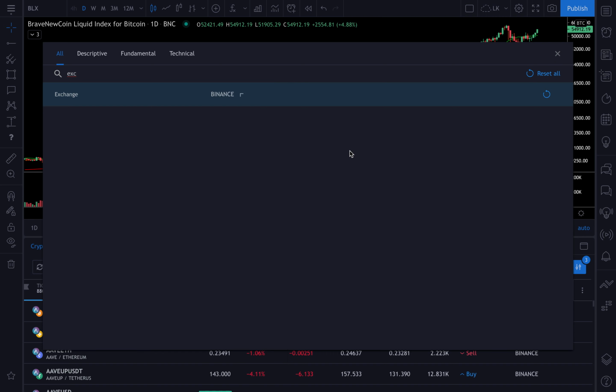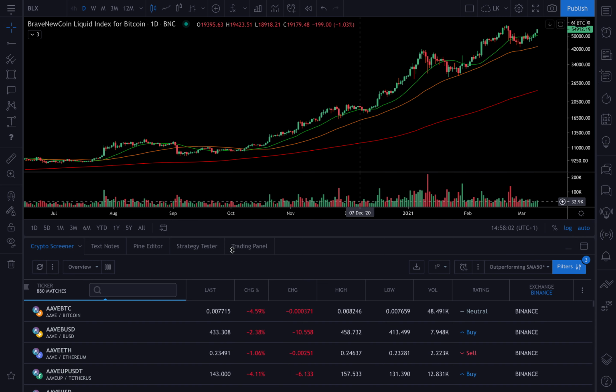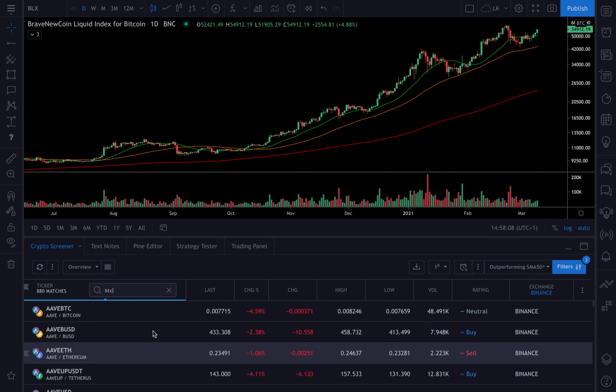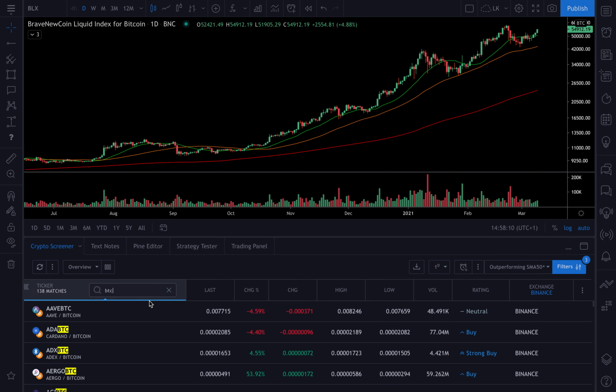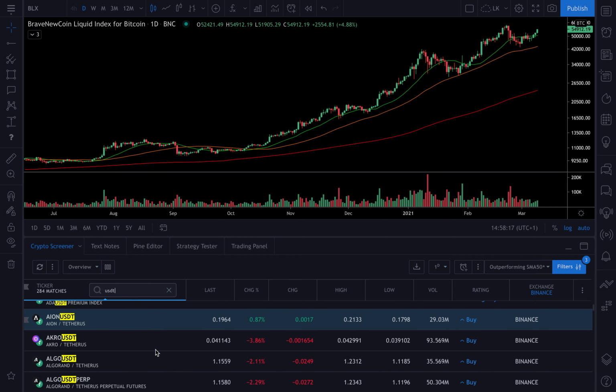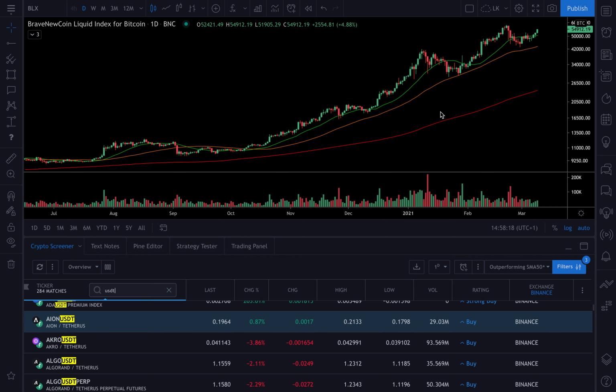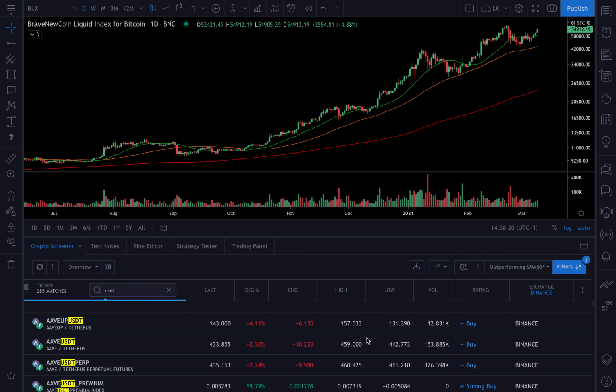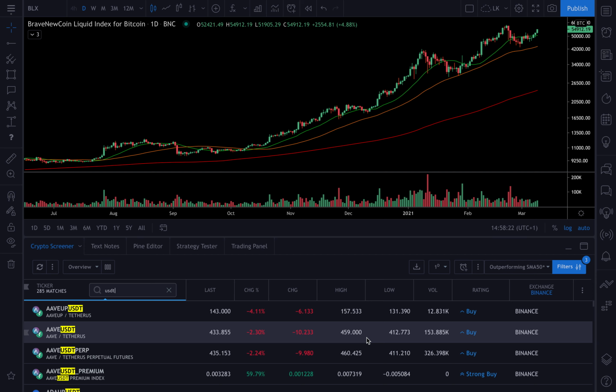So go type exchange, filter Binance, the exchange you're trading. And if you're looking for the BTC pairs, just type BTC and you're going to have the BTC pairs displayed here. And if you're trading the USDT pairs, type USDT and it's going to display only the USDT pairs. Isn't that great? That's it. That's all you need to do. In the future we are going to teach you more criteria you could use to determine what's good for a buy, what's good for a sell.